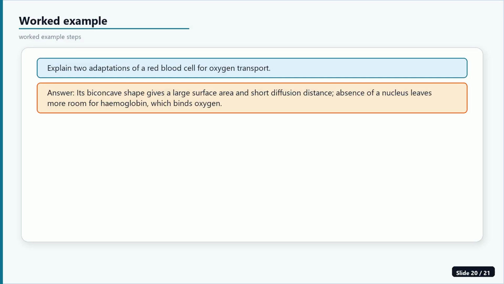Watch the numbers land in the matching symbols. Check that units cancel cleanly. If they do not, the setup is wrong even before the arithmetic.